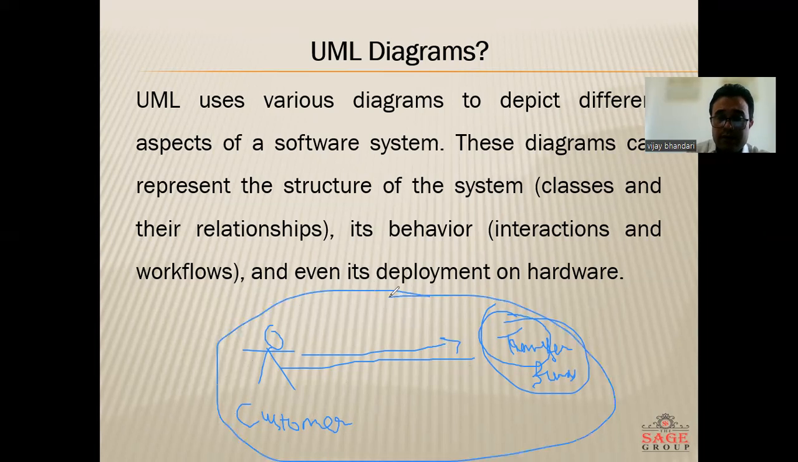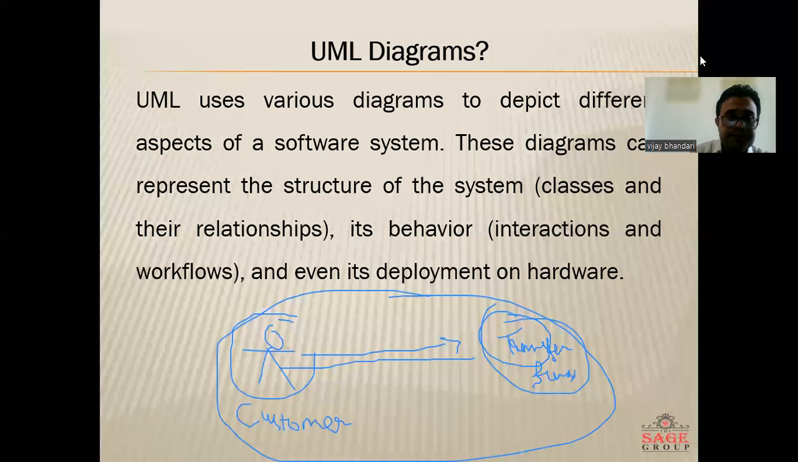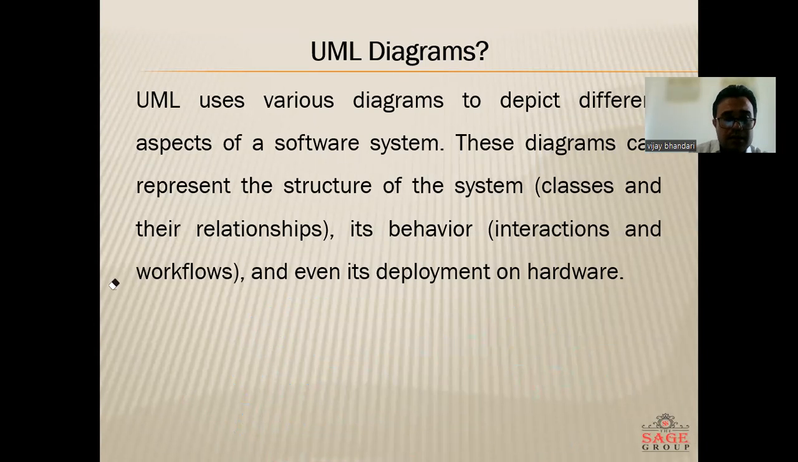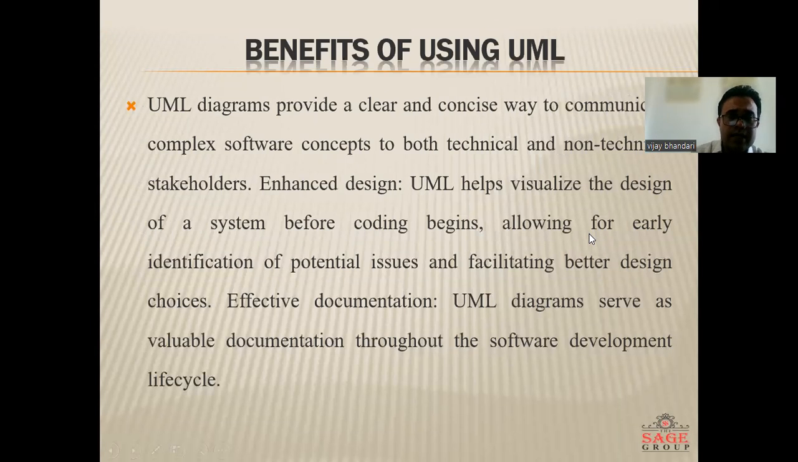Now is it clear to everyone? So here the actor is the customer, the use case is transfer funds, and the third element is the association. The association will be a line connecting the customer and transfer of funds. Is it clear to everyone? That is the example which I have. If you have any doubts, you can ask.